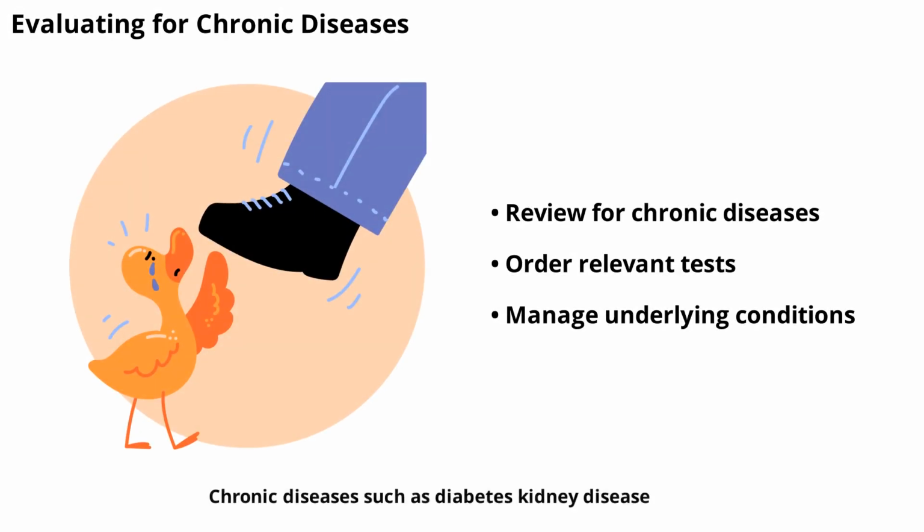Chronic diseases such as diabetes, kidney disease, and rheumatoid arthritis can increase the risk of RLS. Doctors review the patient's medical history and may order additional tests to assess for these conditions. Managing underlying chronic diseases is an important part of comprehensive RLS care.